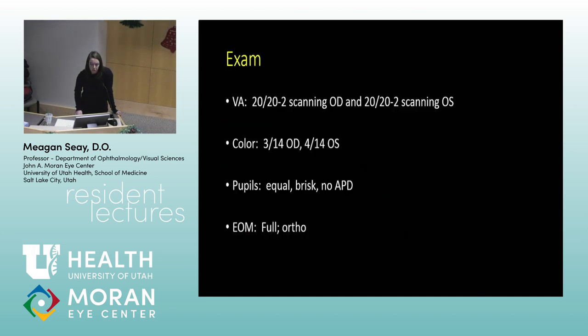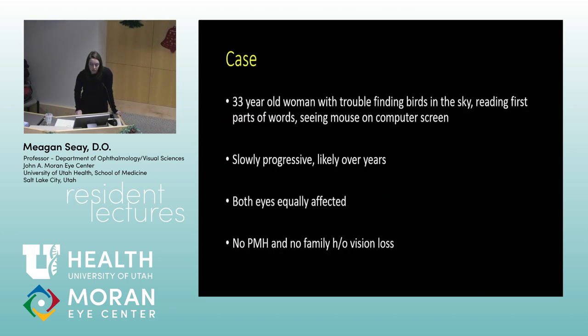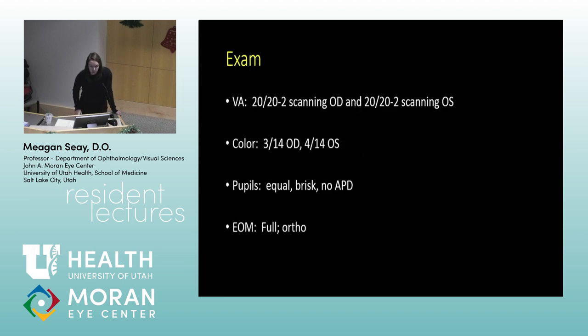Her history was progressive over a few years. And again, just based on her history, it's really small, like just trouble tracking really small things. Reduced in both eyes. What do you guys think, just localize it first.